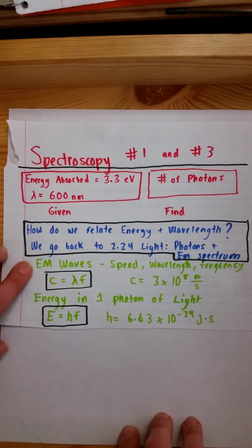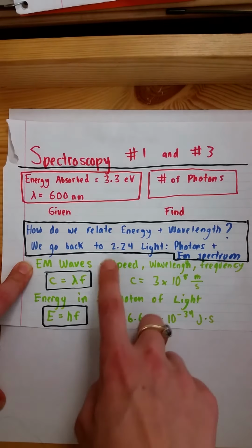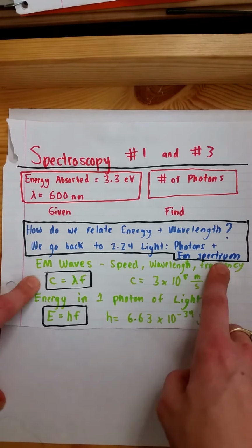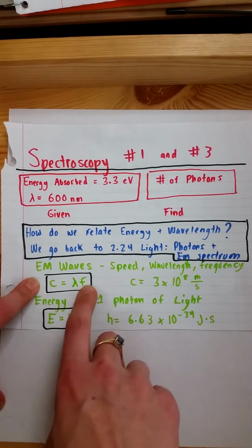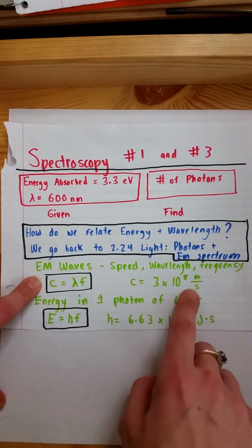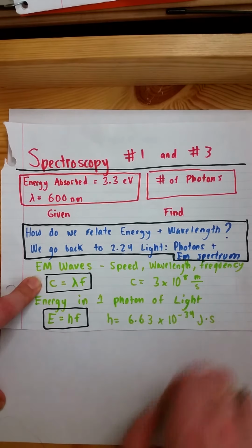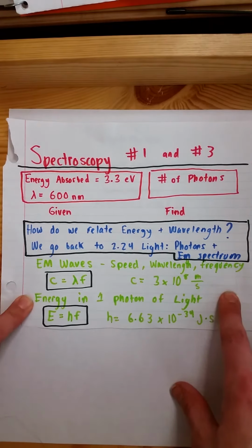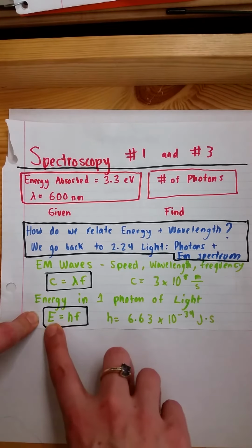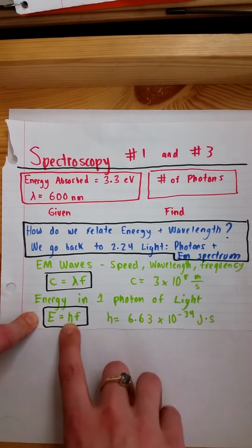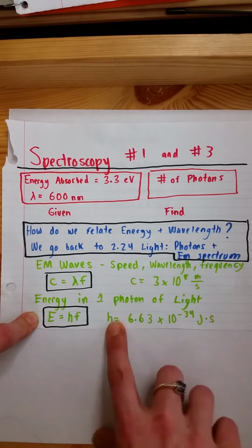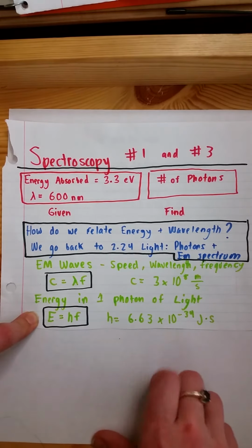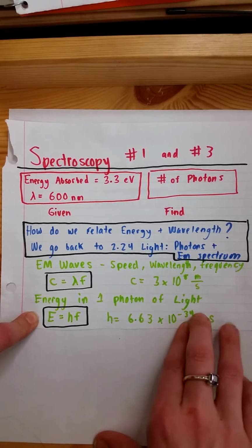In here we see the equations for electromagnetic waves: the speed, wavelength, and frequency. We can see that c equals wavelength times frequency. c is the speed of light, which is 3 times 10 to the 8th meters per second. We're also given another equation, the energy of one photon of light, which equals Planck's constant times frequency. Planck's constant is 6.63 times 10 to the negative 34 joule seconds.